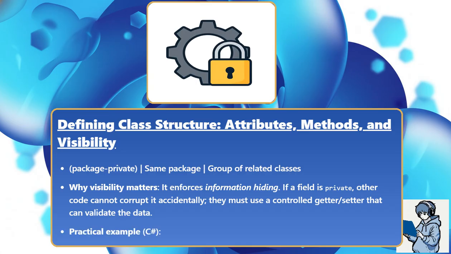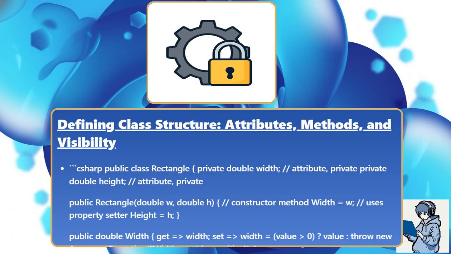Practical example: C#. Public class Rectangle opens a block. Inside it declares a private double width and a private double height. It defines a public constructor Rectangle that takes a double w and a double h, and sets the Width property to w and the Height property to h. The public property Width has a getter that returns width and a setter that assigns width to the supplied value if the value is greater than 0. Otherwise, it throws an ArgumentException with the message "Width must be positive." The public property Height works similarly for height. Finally, a public method Area returns width multiplied by height.